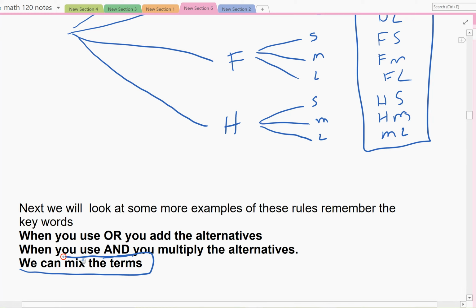We can also mix the terms. I can do ors and ands together. I can make different alternative choices and then a second set of different alternative choices and a third set and so on. And so I can use ors and ands together. We can mix them together. That's when they start to get a little trickier. And we're going to do that in the next set of notes. So I'm going to wrap that one up here and we'll do applications of and or alternatives in the next set.